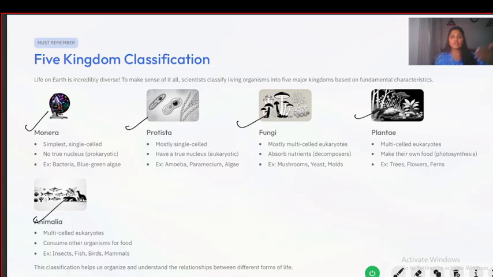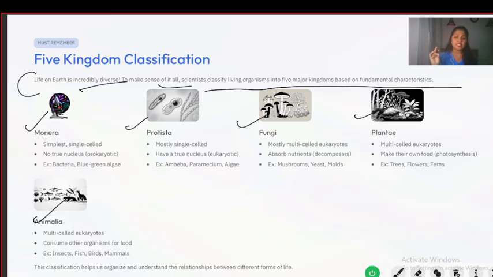So you learn most of it in class 11th. So the basics of it have to be known. The life on earth is incredibly diverse. Diverse means they are very different. It is very unique. And this makes sense of it all. To make sense of all of these unique creatures, the scientists classify organisms into 5 major kingdoms based on their characteristics. Okay, that is Monera, Protista, fungi, plantae, and animalia.